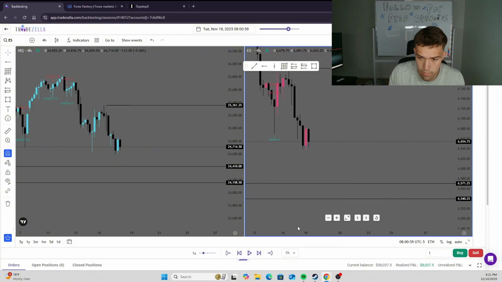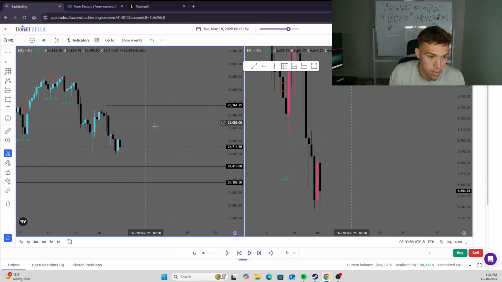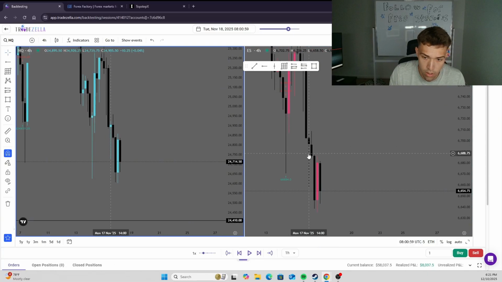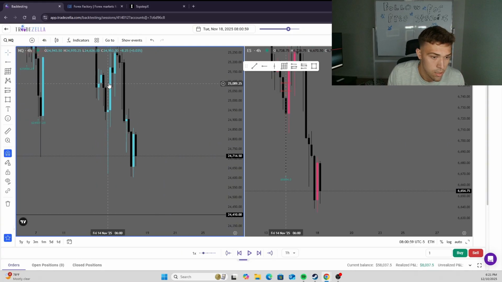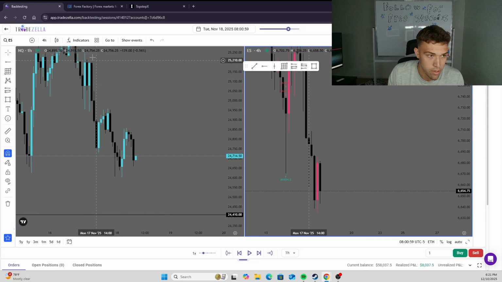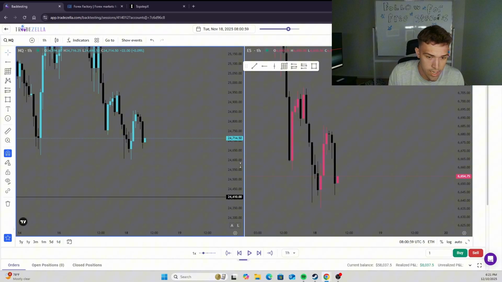What do we got here? Okay, so boom, 4 hour time frame. We are trading out of a 4 hour gap on both of these that we seem to be respecting. Okay, kind of gives us an idea. So we are in a downtrend. We are respecting a 4 hour gap, trading out of a daily gap.